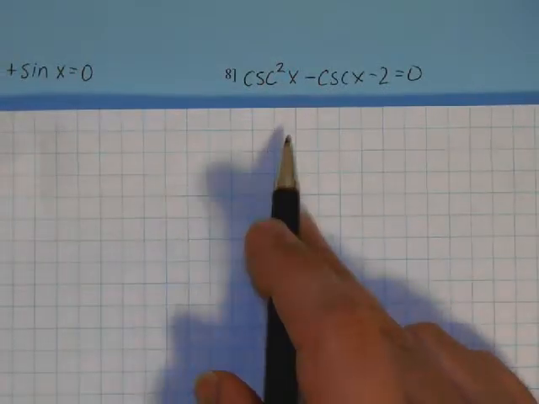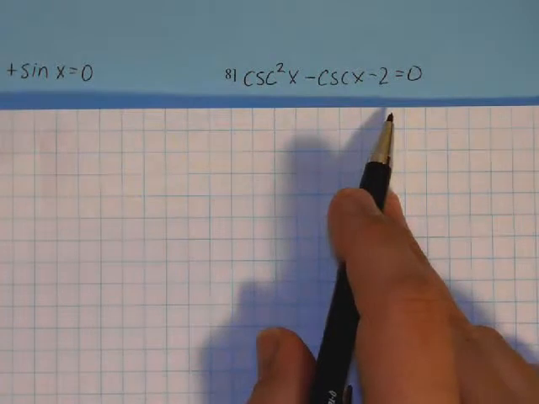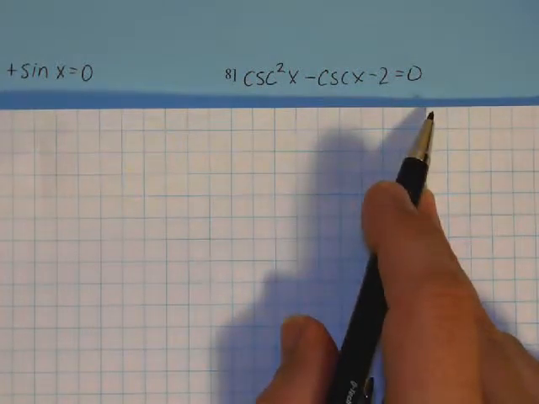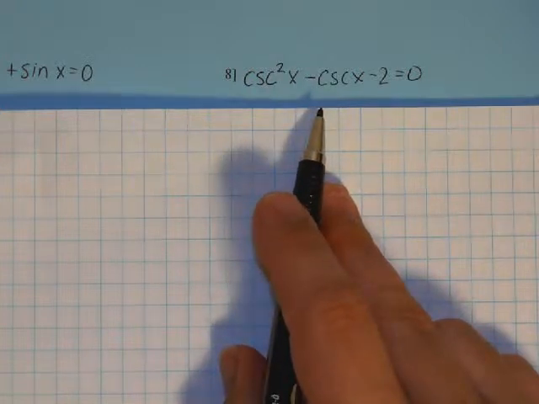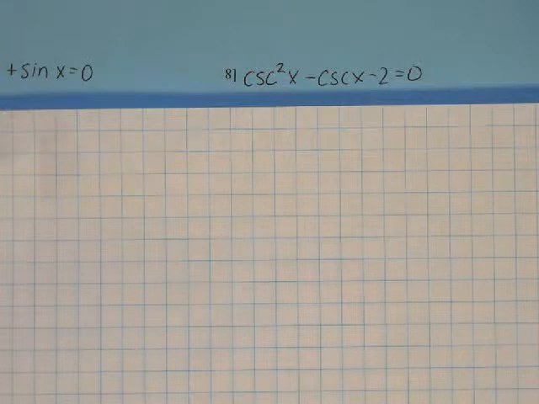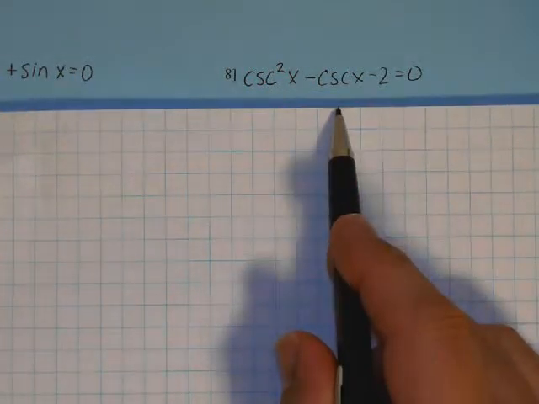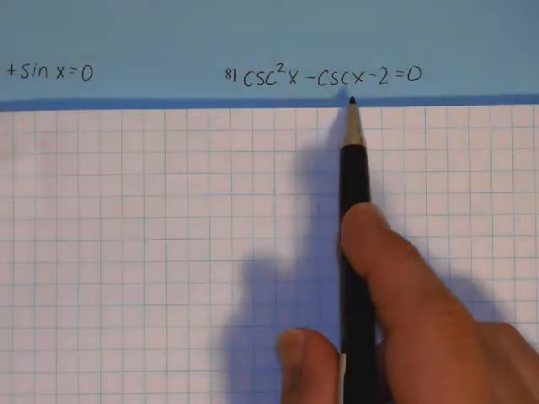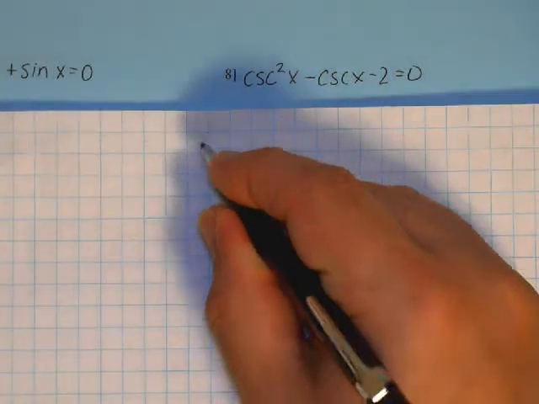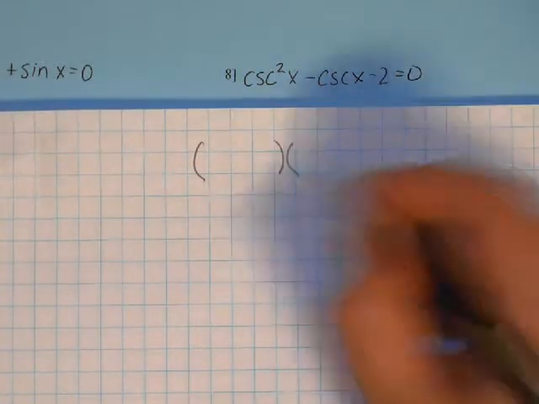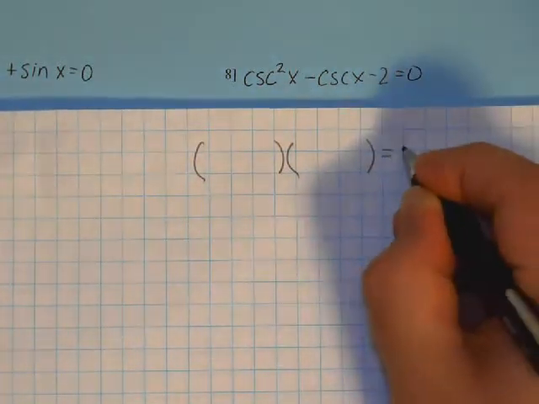Number 8. The biggest mistake I saw is people added 2 to both sides and then tried to factor the left side. Well, that's not going to work because the zero product property only works if one side of the equation is equal to 0. Now, if we just had cosecant x, yeah, we want to add 2 to both sides, but we have a cosecant and a cosecant squared term. So first, see if you can factor.